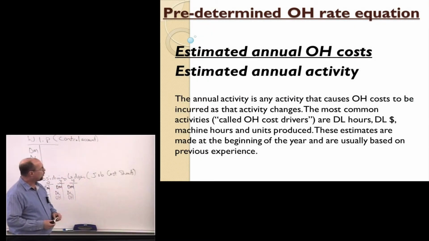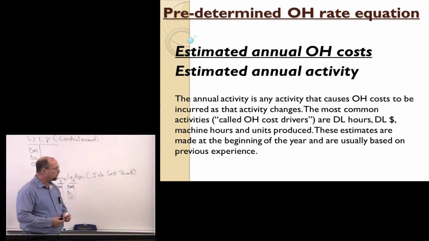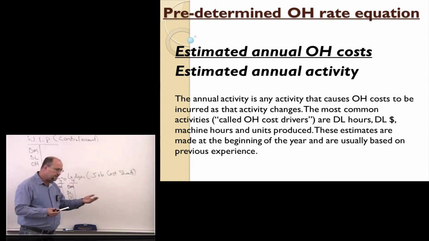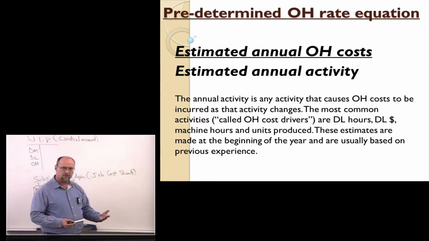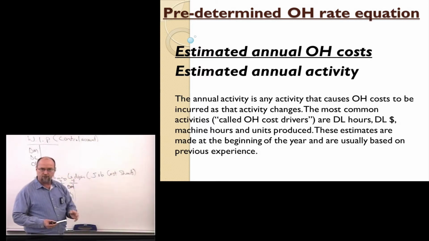And our overhead rate is, the numerator is estimated annual overhead costs divided by estimated annual activity. So how do you know your estimated annual overhead costs? Well, if you've been in business for a while, you simply look at previous years and you look at the production levels. You project in your budgets how much you're going to produce this year, and from that you could get a fair idea of how much it's going to cost you in overhead.